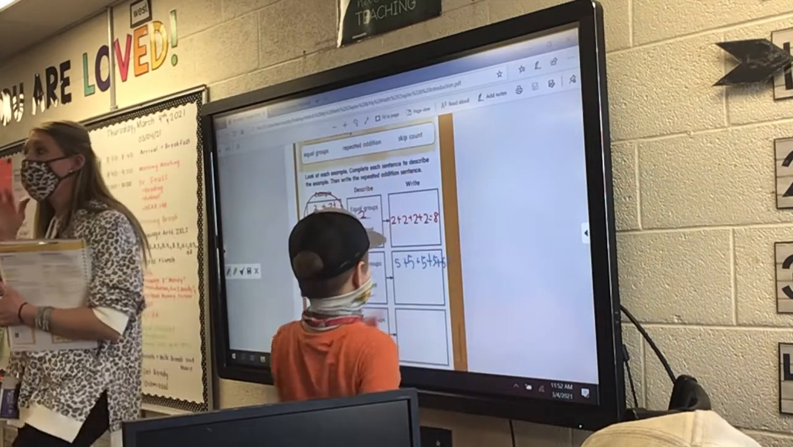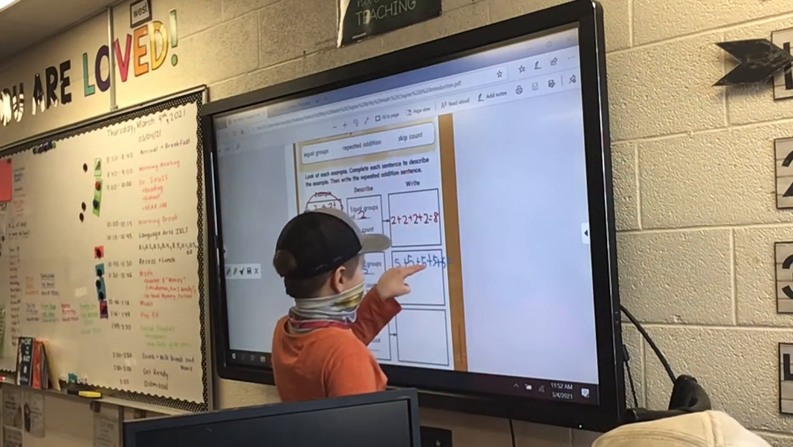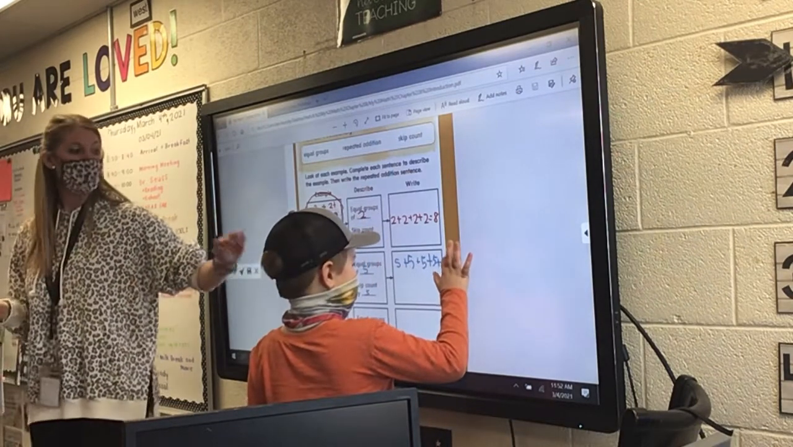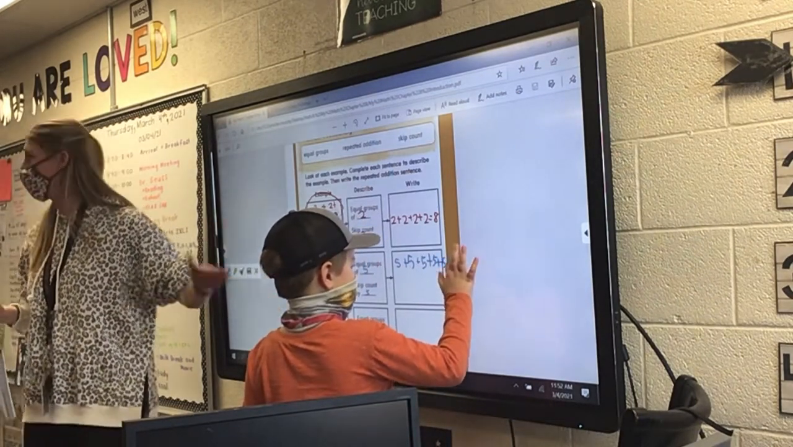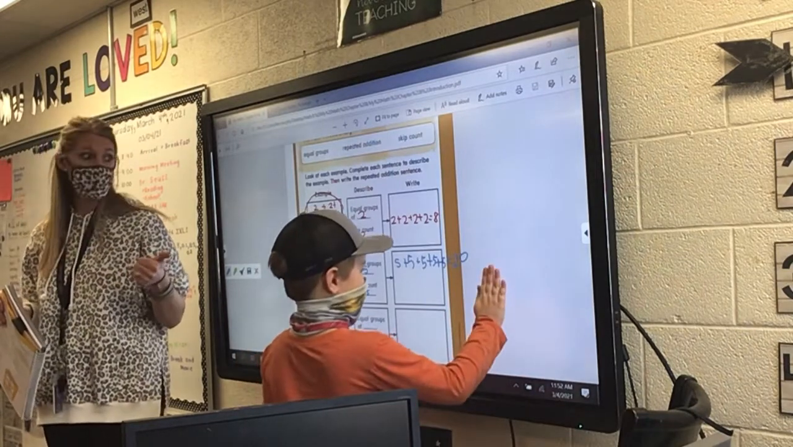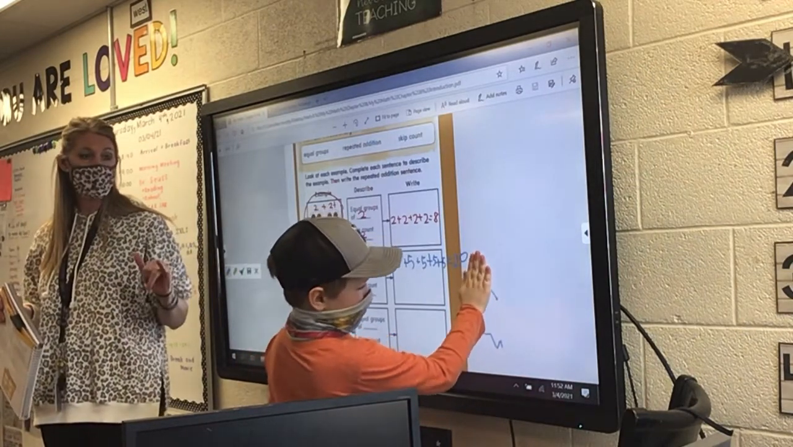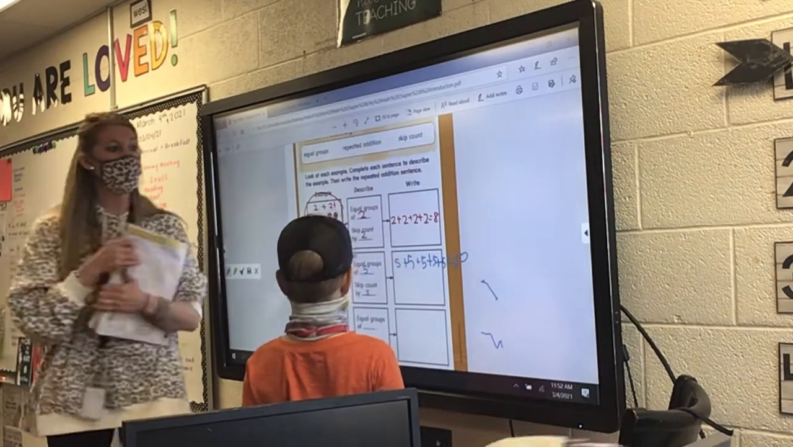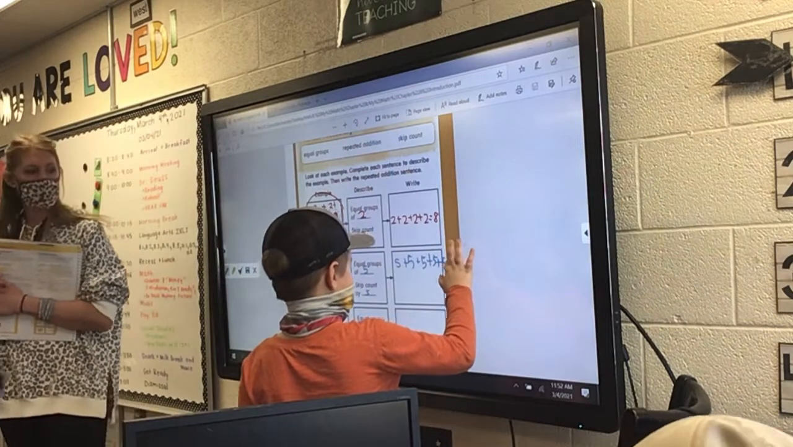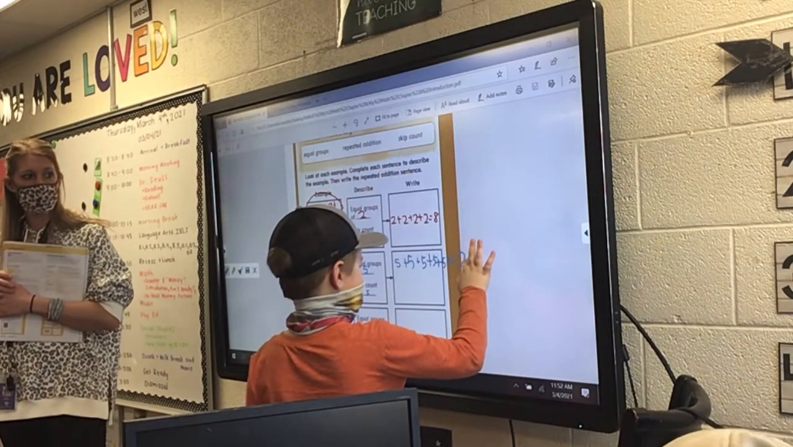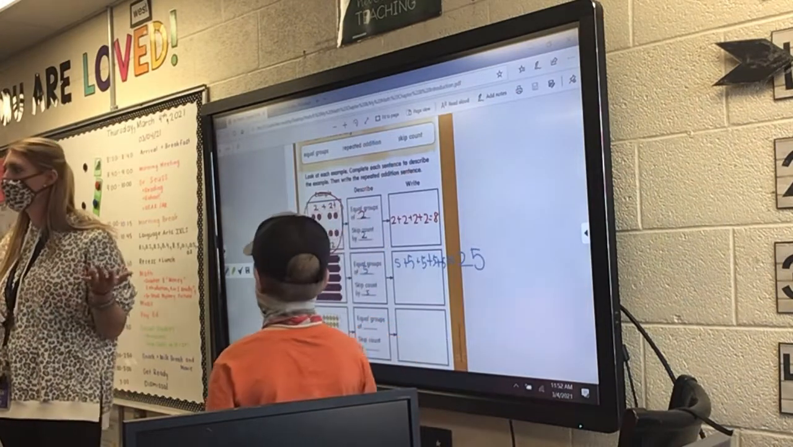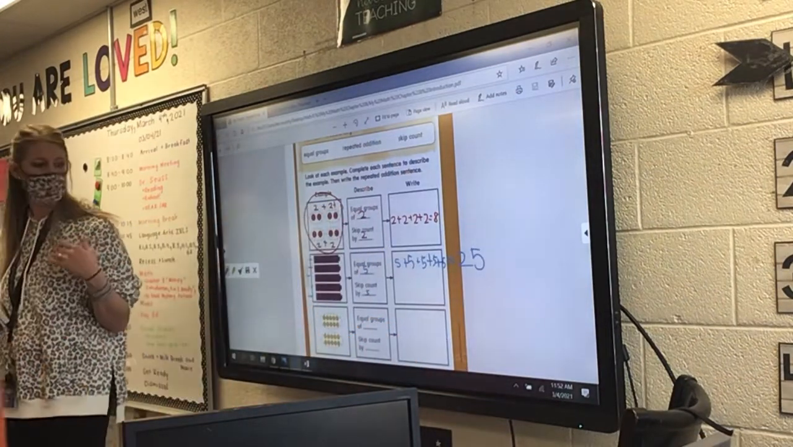Now, I would not count all those cubes because we can skip count by 5. So what is 5, 10, 15, 20, 25. Right, Wyatt, because we're counting by 5s and there's 5 groups. 4 groups would be 20. There you go. So 5 groups is 25. So right there, if we had 5 nickels, that'd be 25.